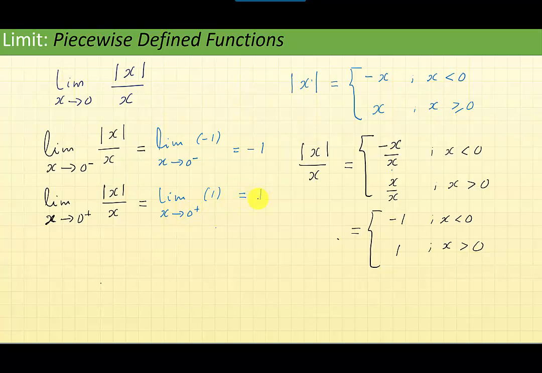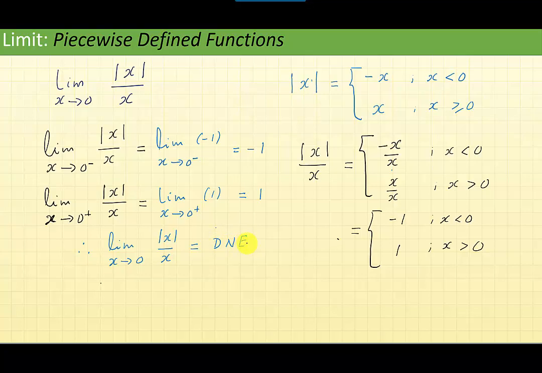Now what we see is the left limit is negative 1, the right limit is 1. Therefore, the limit as x goes to 0 of absolute value of x over x does not exist. It does not exist.